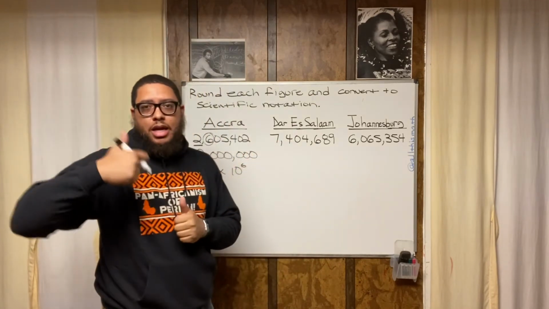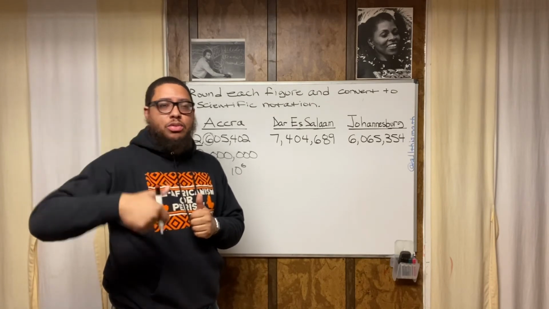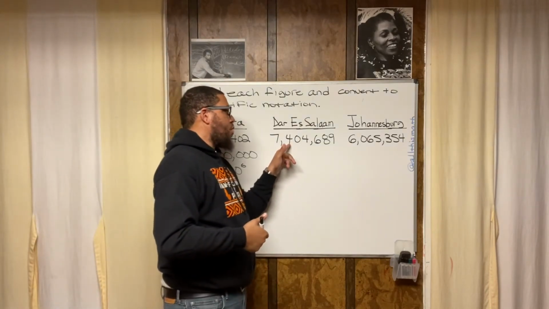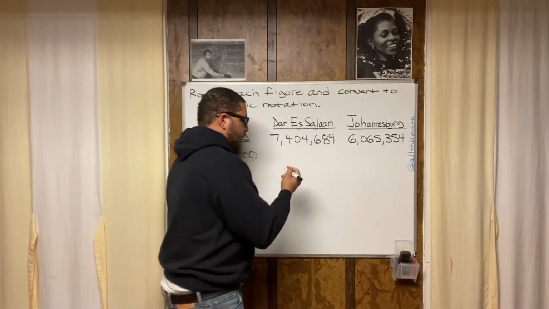I can either go up to 8 million or I can go down to 7 million. Because that's a 4 in the 100,000s place, I'm gonna round down. So I'm gonna take it to 7 million.